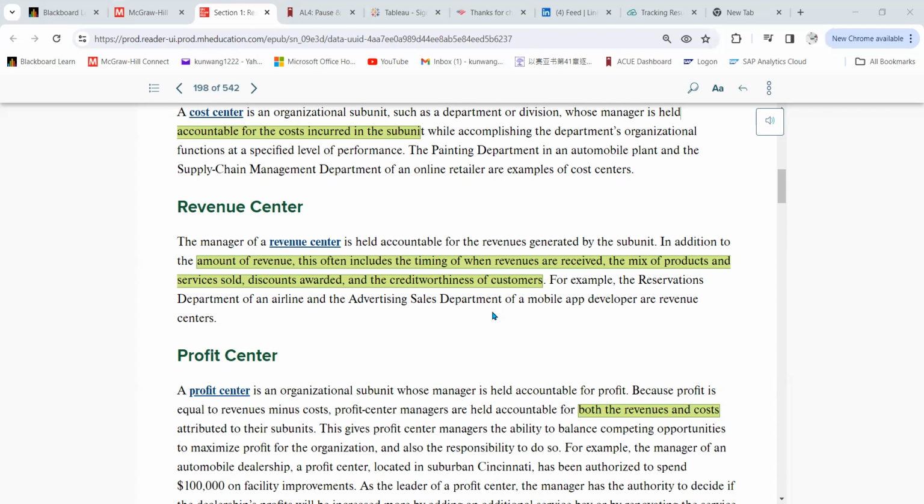That means the credit assessment: can we award credit sales, and how long is the collection period of the receivables? So customer evaluations, that's normally for the revenue centers. For example, the reservation department of an airline company or the advertising sales department of a mobile app. Marketing and sales is a critical function, I believe, for all for-profit businesses.